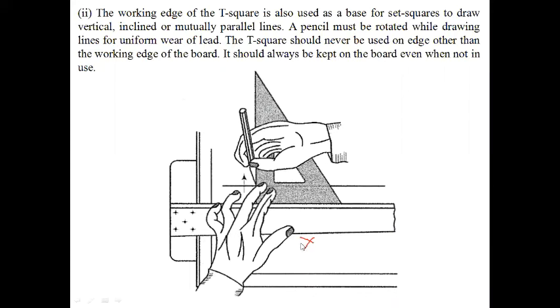So we do not use the set square in this direction. This is wrong. Always use the working edge. Clear? So you firmly hold the T square at the edge of the board, then on the working edge of the T square you hold the set square and draw. And for the 45 degree or 30 degree lines, I will show you how to draw them. So this is the perfect 90 degree vertical line. In this way, you can draw the vertical line.